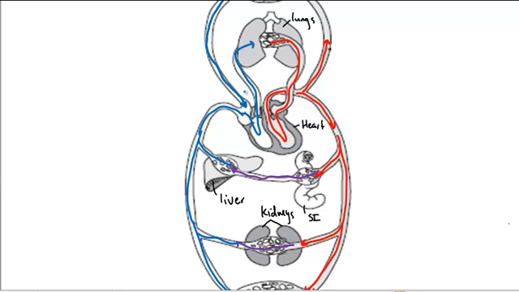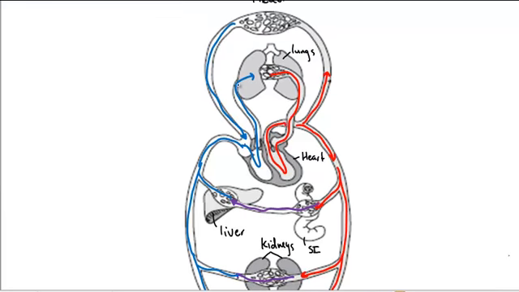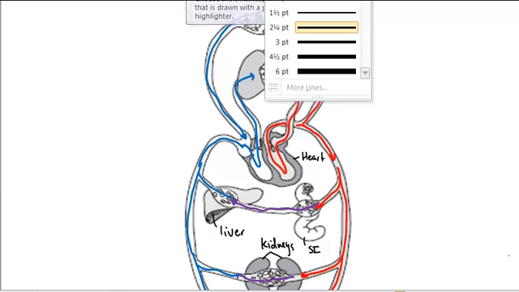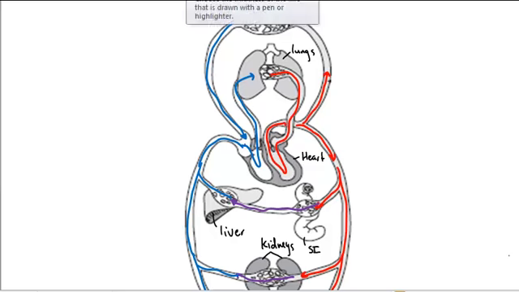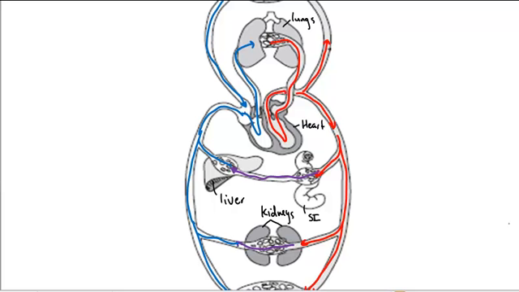Okay. And all these vessels have really important names, and we're going to try and learn as many of them as possible. So let's start with the main vessel leaving our heart. And you're going to have to watch this carefully. In fact, I advise that you watch and follow along as I'm drawing with the pen, and then stop the video, rewind it, and write it down. So just watch for the first time through.